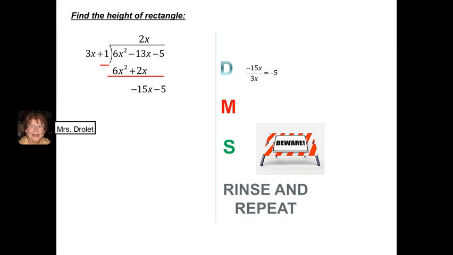So we start over again. Negative 15x divided by 3x. Don't try to do it in your head. Put it on your scrap. Negative 15 divided by 3 is negative 5, and the x's eliminate. That is a continuation of your result. Where do you place it? You place it where the result is. What do you think you're going to do next? Multiplication. You're going to multiply the latest result by the divisor. Try it.